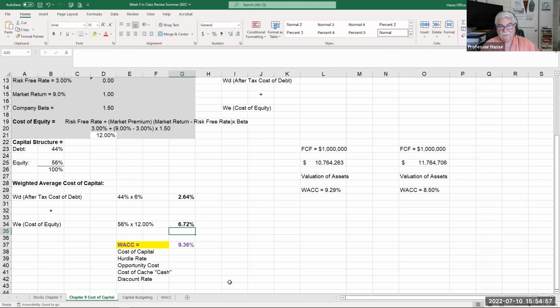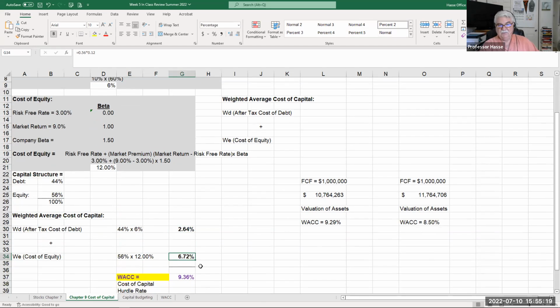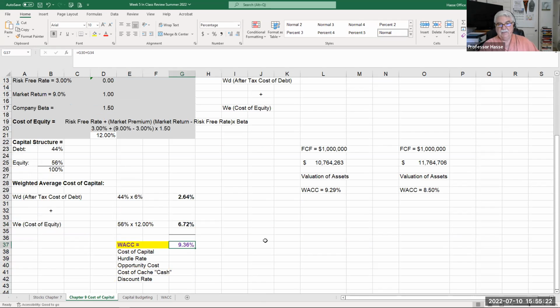My weighted average cost of capital is 9.36%. I'm taking the after-tax cost of debt times the percentage of the business that's funded by debt, 44%. I'm taking the expected return demanded by the investors, the cost of equity, times the weighted share of the capital structure of equity. I weight them, add them together. It's costing this company 9.36%.